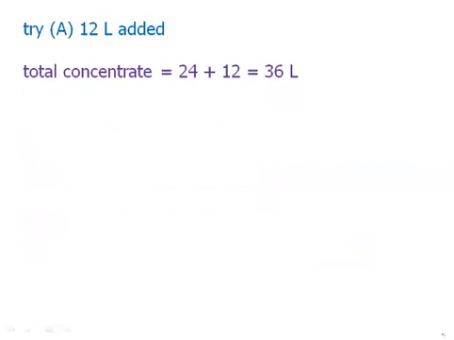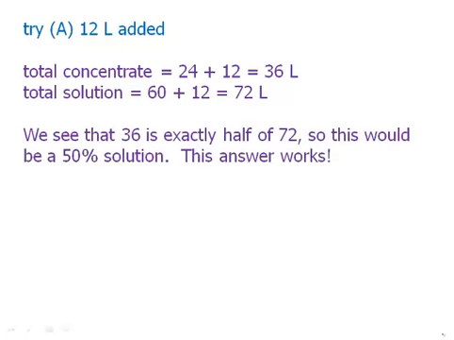It doesn't matter. I'll just pick A. Suppose we add 12 liters of acid. Well, now the total is 24 plus 12, 36 liters of acid. So that's how many liters of acid total would be in the solution. And at that point, the total volume of the solution would be 72. And notice that 36 is exactly half of 72, so this would be a 50% solution. This answer actually works, so we picked the right answer here. The answer is A.